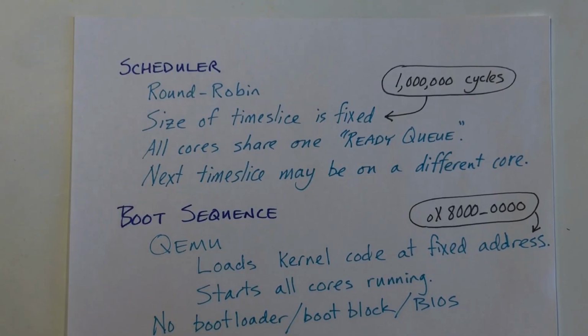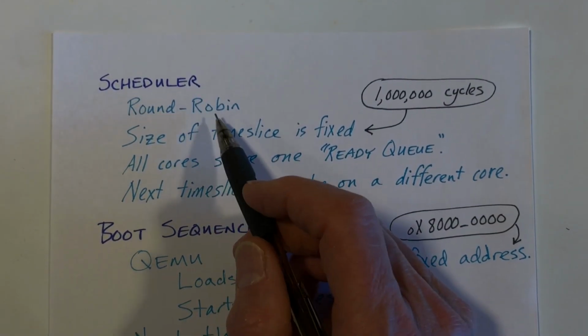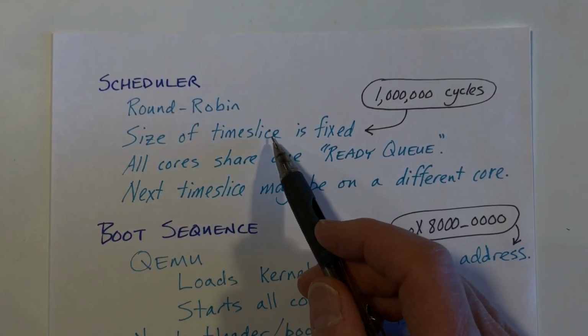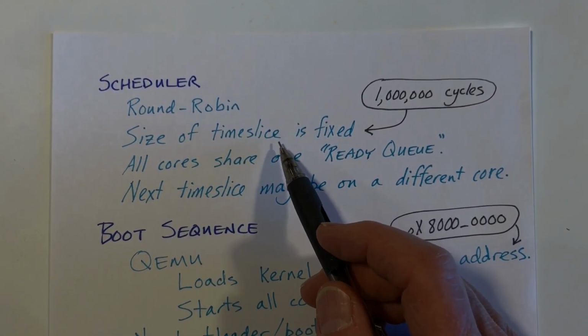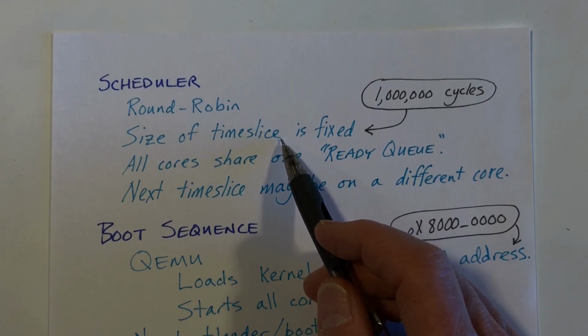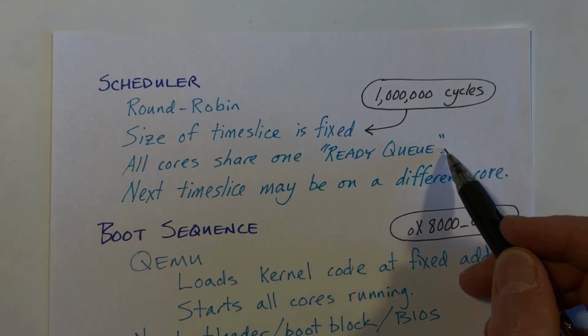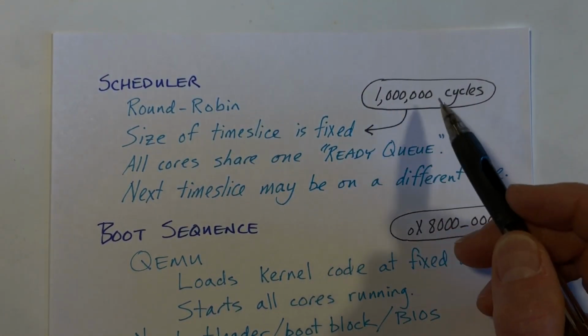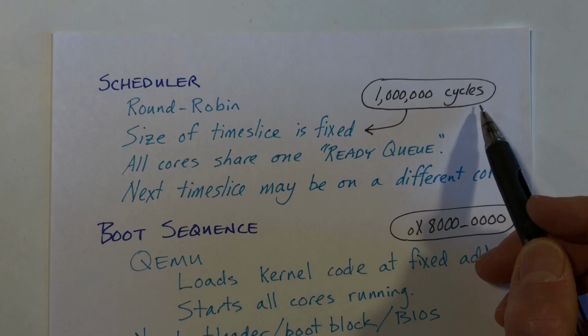The scheduler for xv6 is quite simple. It's basically a round-robin scheduler. Each process is given a time slice, and then it becomes dormant, sitting on the ready queue. The size of all time slices are fixed. It happens to be fixed at 1 million cycles.